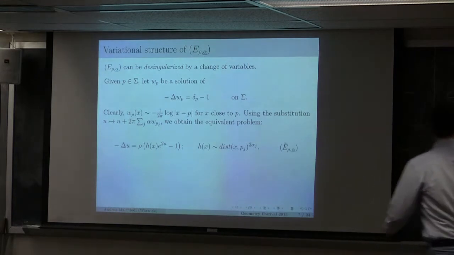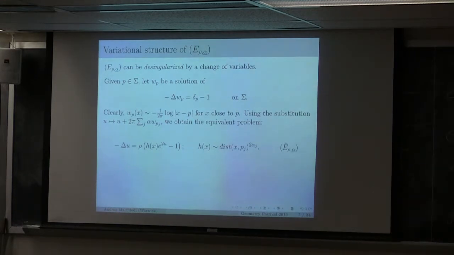Okay, so I'll write down the equation, which is a problem totally equivalent to the previous one: minus delta u equal to rho h of x e to the 2u, say minus 1. The weight function h of x is positive and behaves like the distance from the singularities to the power 2 alpha_j. So it might blow up or vanish depending on the sign of alpha.